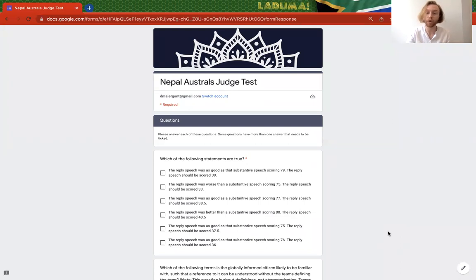So the first question, which of the following statements is true, basically asks what is the appropriate way to score a reply speech. There are two correct answers. The first correct answer appropriately divides the score that you get from the substantive speech by 2, which is the correct way to do it. There's also another one which does the same. There are a number of other answers that could be given.